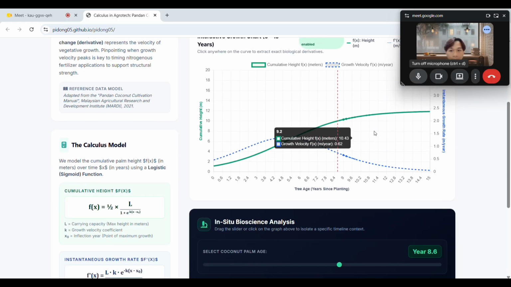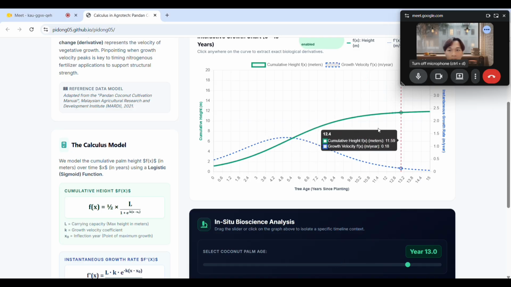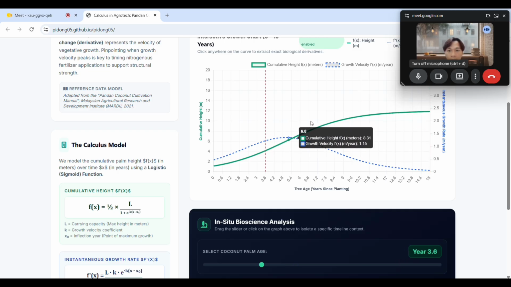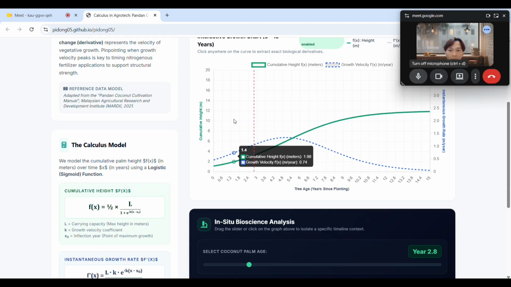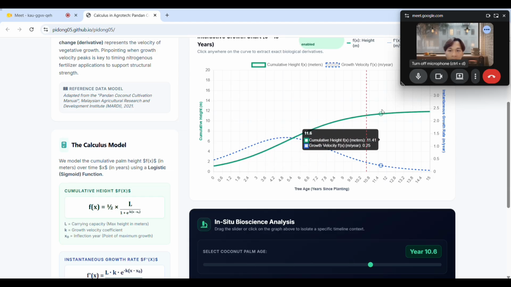The green line shows the cumulative height, while the blue one is the instantaneous growth rate, or first derivative. When I click on any part of a curve, we can see the system will continue to extract the mathematical and biological value of that year in real time.